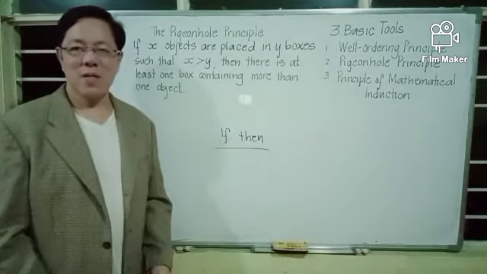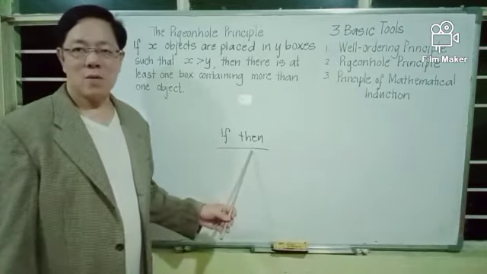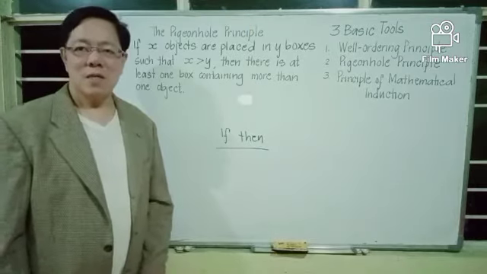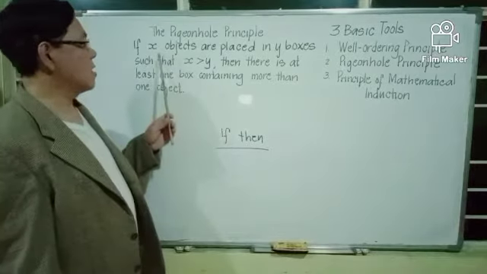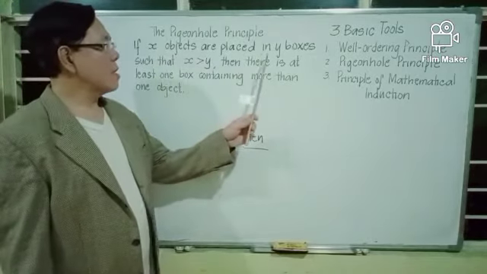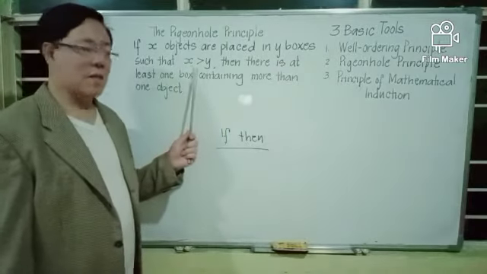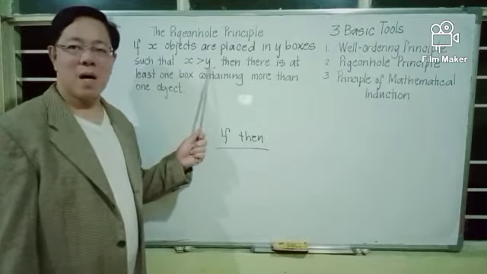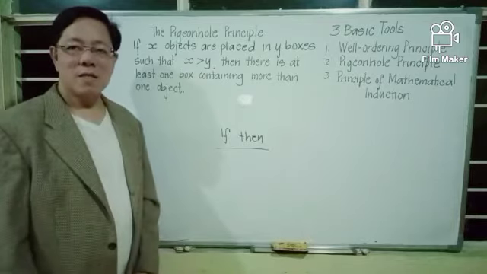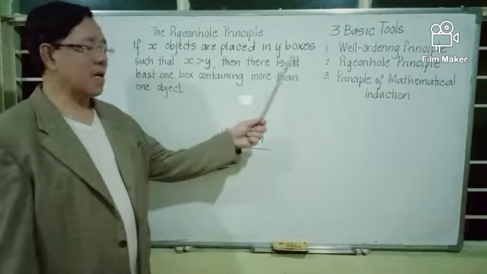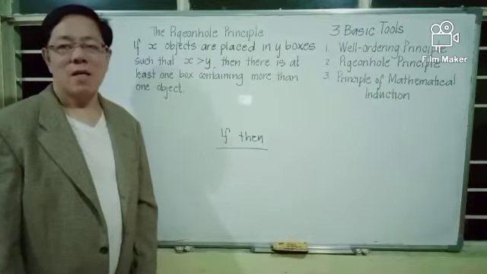In the if-then statement, there is a premise, the condition given, and there is a conclusion following from the condition given. In the Pigeonhole Principle, the given are X objects and Y boxes. The number of objects is more than the number of boxes. That is, X greater than Y means the number of objects to be placed in Y boxes is greater than the number of boxes.